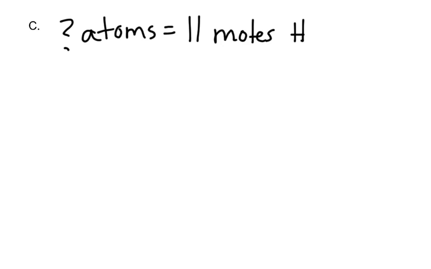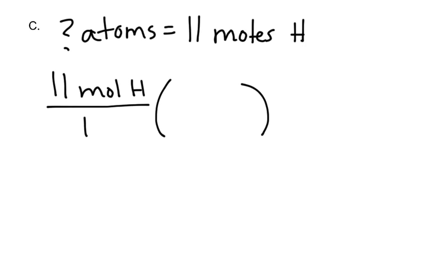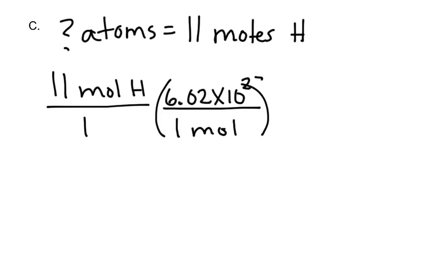Well, first thing I'm going to do is write what I'm given, which is 11 moles of hydrogen. I'm going to put that over 1. I'm going to put a conversion factor to the right. And I know that for every 1 mole of anything, that's equivalent to Avogadro's number, or 6.02 times 10 to the 23rd. So Avogadro's number is written in scientific notation, usually rounded to 3 significant figures.